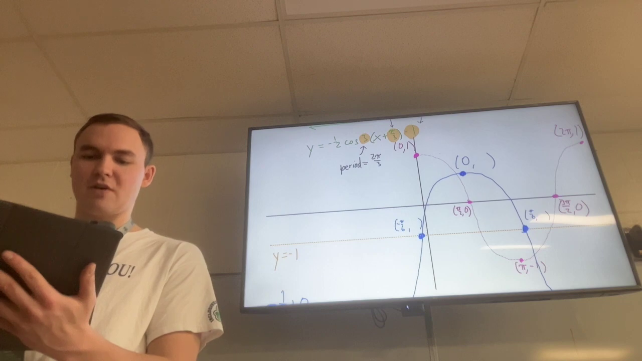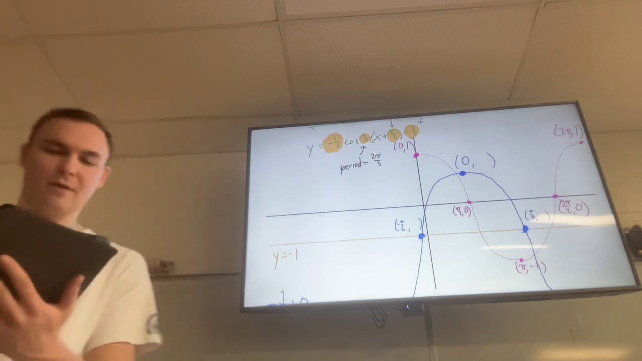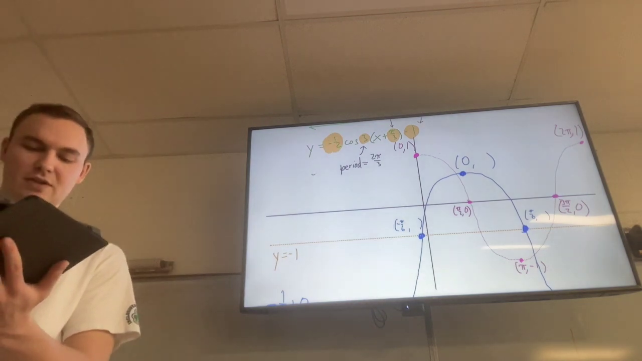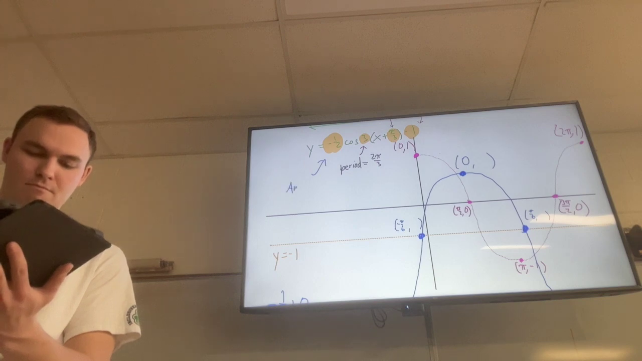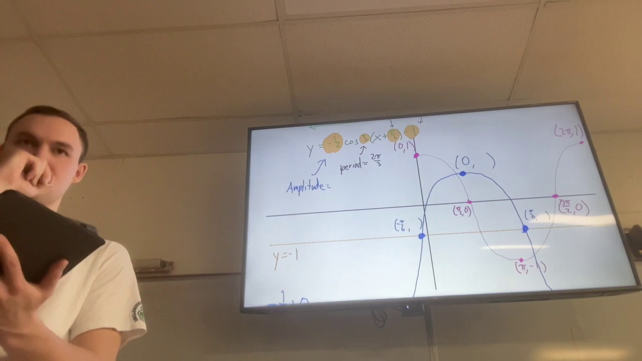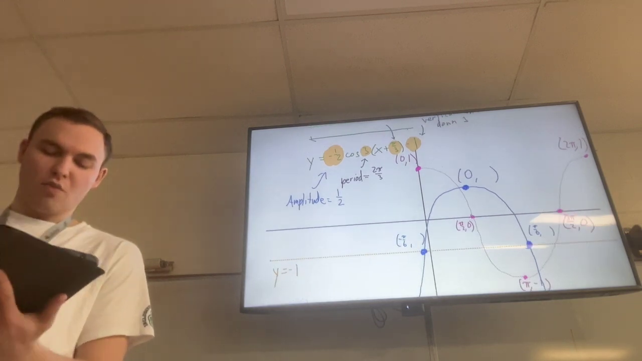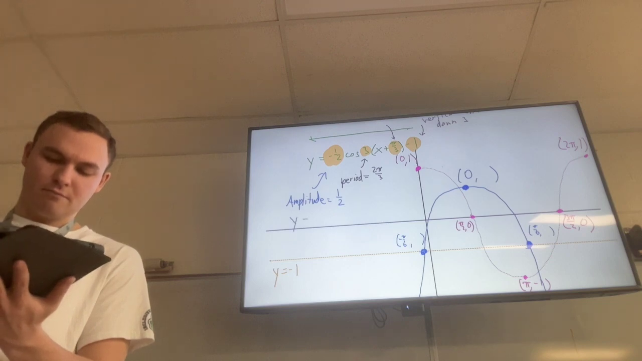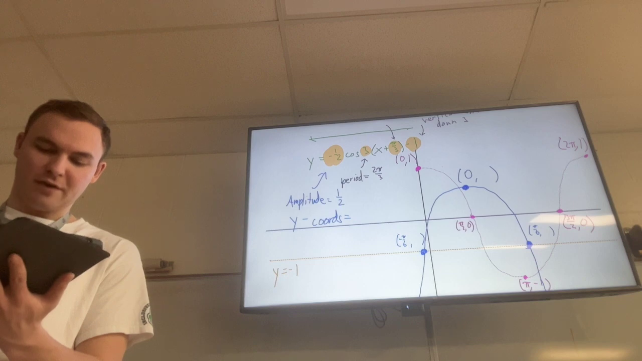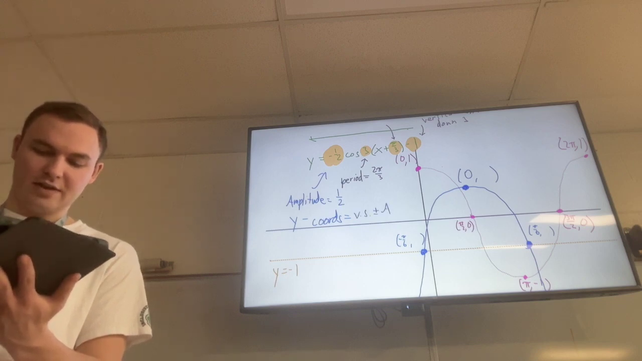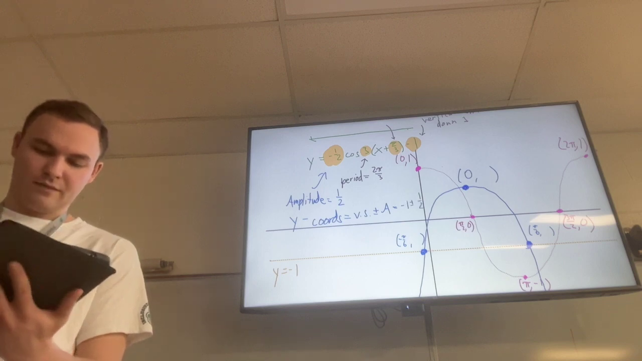Let's keep going to the left. Let's highlight this next number. What's my amplitude going to be? My amplitude is 1/2, okay? So your y-coordinates in general are going to equal your vertical shift plus or minus your amplitude. So here it's going to be -1 plus or minus 1/2.